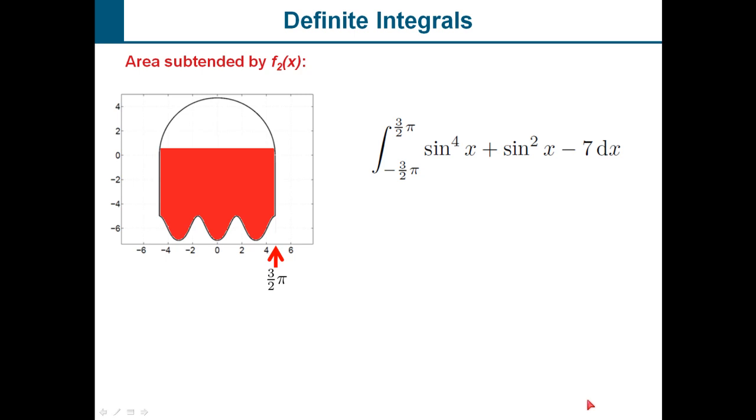Let's turn now to the area subtended by f2 of x. As we have seen, we should calculate this integral. In order to do that, we should first calculate the indefinite integrals of sine to the fourth of x and of sine squared of x. Let's start by calculating the antiderivative of sine squared.